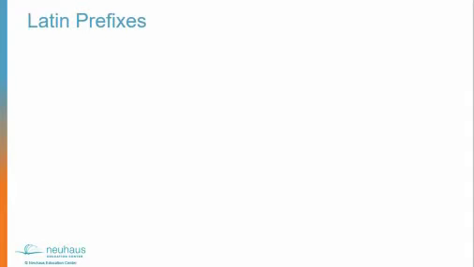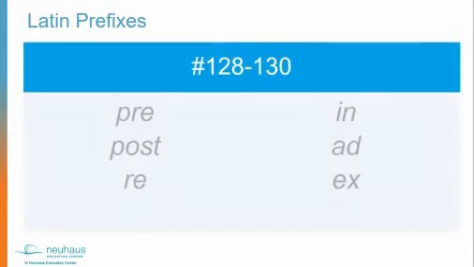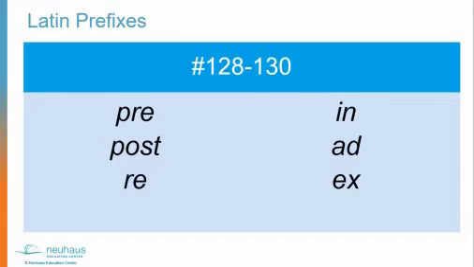Many common prefixes are of Latin origin and are taught in Concepts 128 through 130. A prefix that ends in a vowel is called a vowel prefix. The spelling of a vowel prefix never changes. A prefix that ends in a consonant is called a consonant prefix.